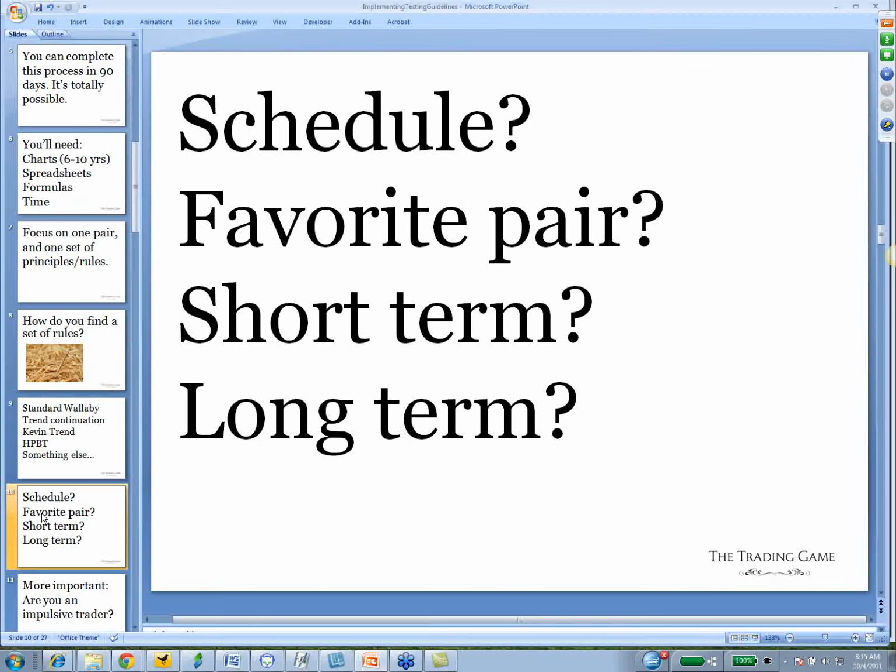I've got a schedule that allows me only 3 hours a day, and that might be well suited to short-term trading, but I don't like short-term trading. Can you see here how people get stuck? Let's say that your schedule permits you to trade only in the evenings, and you really like long-term trading.